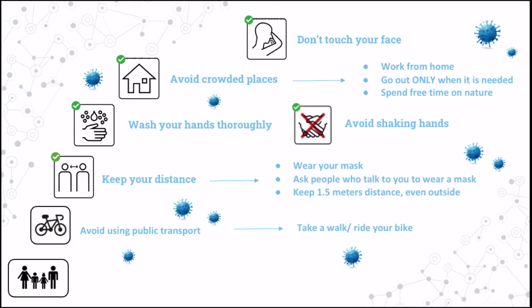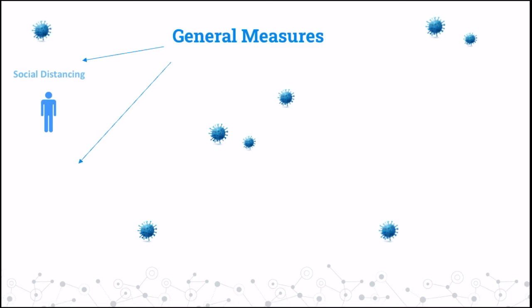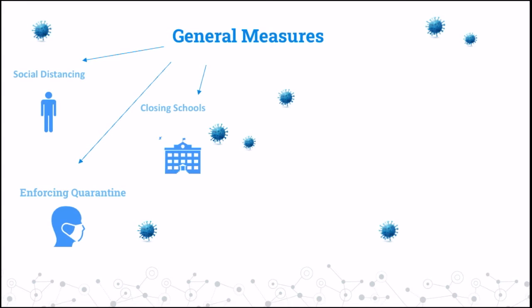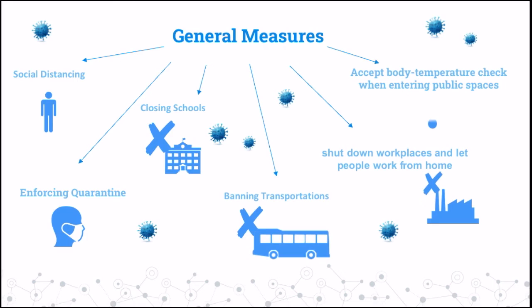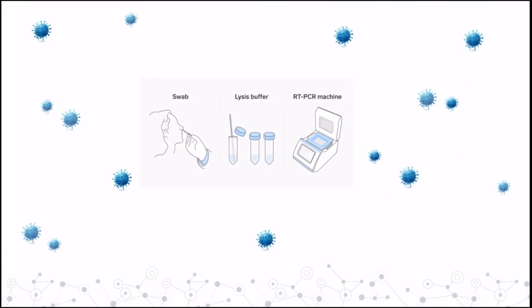Be sure your relatives also take measures. Some people are not taking this measure seriously. The government is just trying to protect you. The government will ask you to perform social distancing. They'll close down public spaces, ban the transportation, and shut down workplaces and let people work from home. They will ask people to accept body temperature checks when entering public spaces. Measures protect you as well as the people around you that you care about.